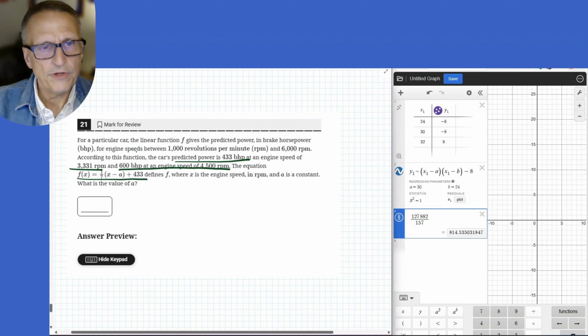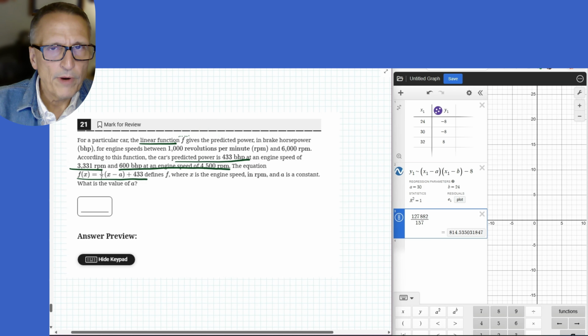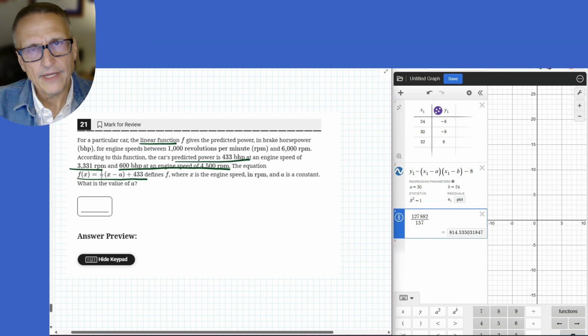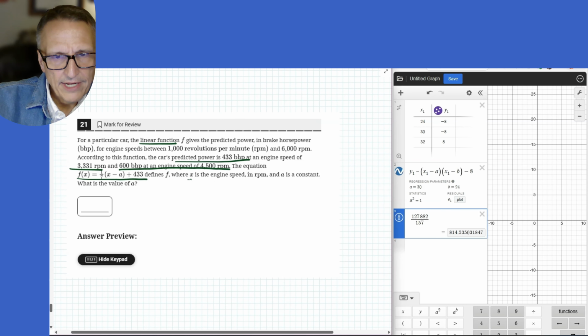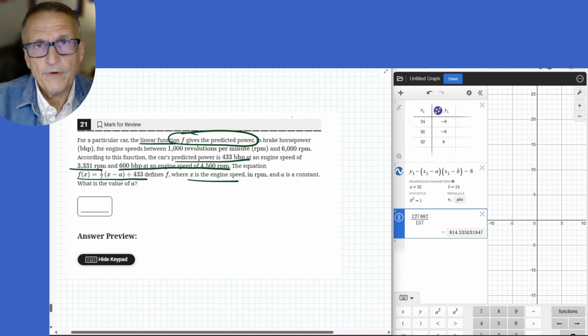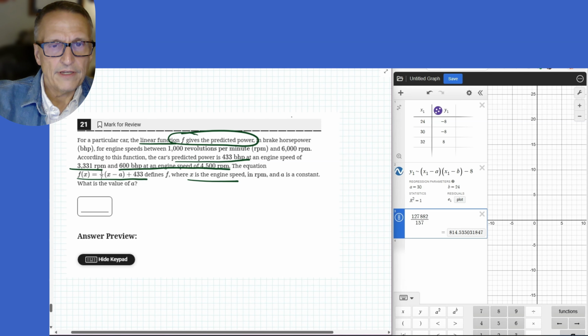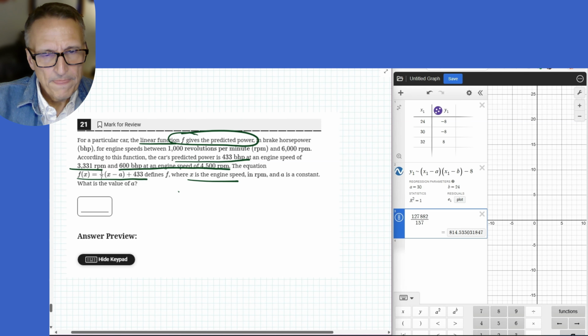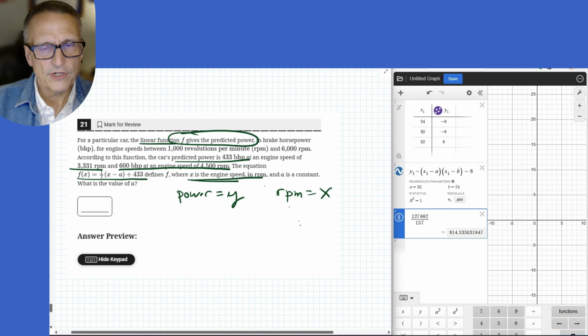So the first thing that you want to do is recognize that it is a linear function and that there are two variables. Right away you want to understand what's the y variable and the x variable. Now, they did tell me that x is the engine speed eventually, but as soon as you say that the function gives predicted power, that's your y variable. The function is giving outputs of predicted power. So I'm going to have power as my y variable, and then the speed, RPMs, that's going to be the x variable, right? They told us that eventually down here.